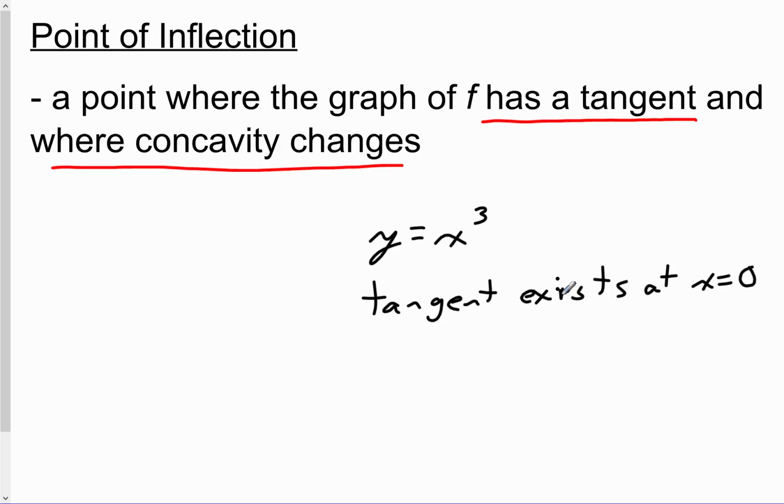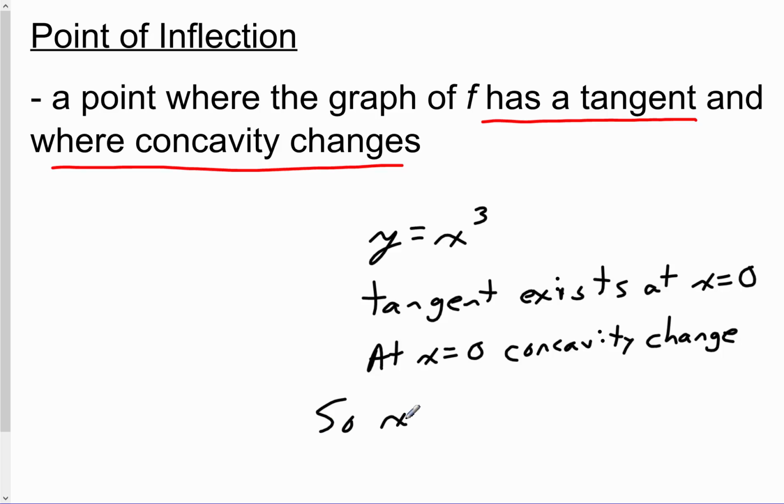The second part of this is we saw on the previous panel that at x equals 0, concavity changes. It's not just that at x equals 0 the concavity must change from up to down or vice versa at this point. So x equals 0 is a point of inflection. And that's because a tangent exists there. In other words, the first derivative exists there, and the concavity changed.